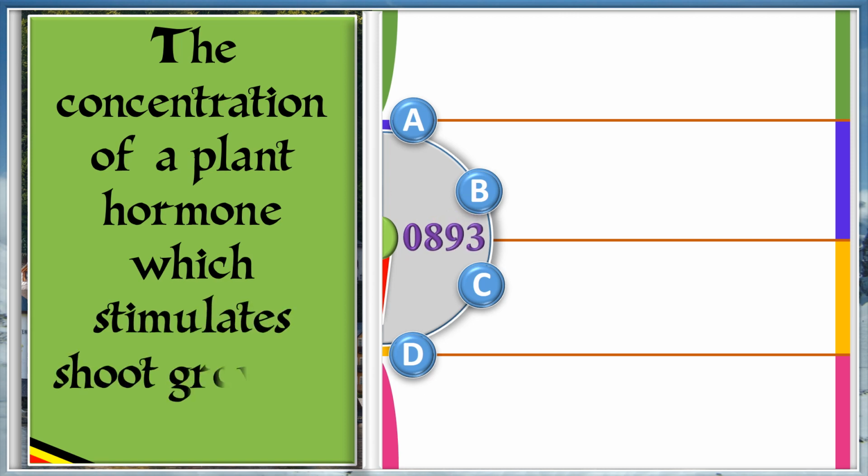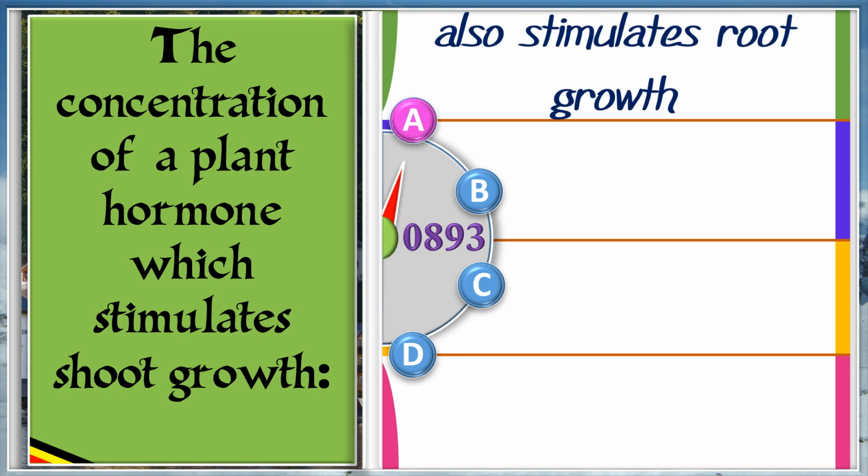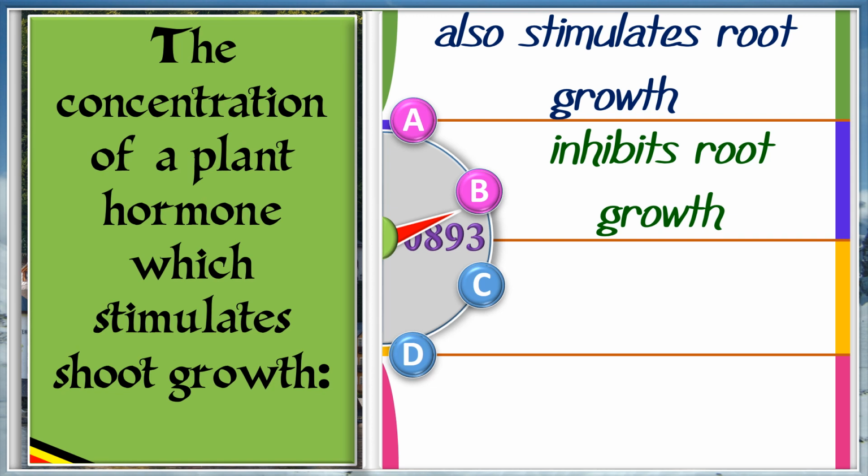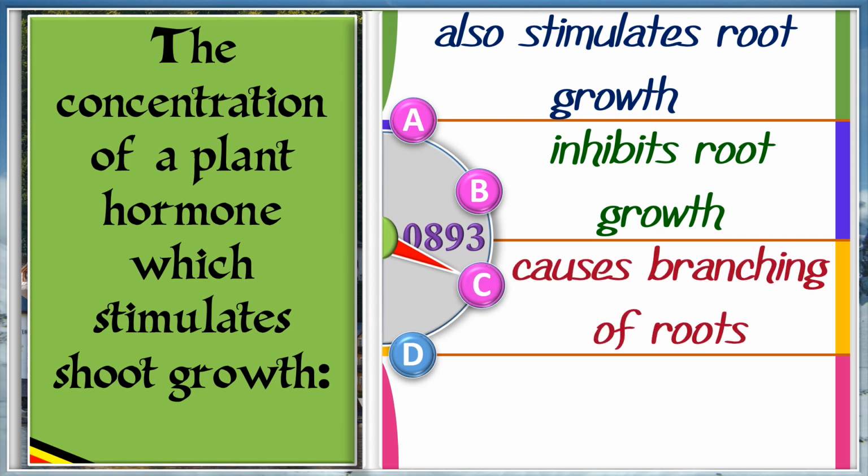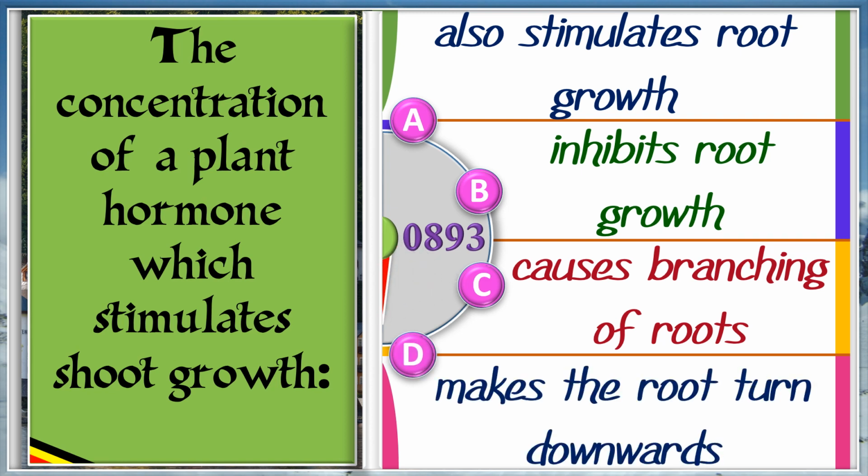The concentration of a plant hormone which stimulates shoot growth: A. Also stimulates root growth. B. Inhibits root growth. C. Causes branching of roots. D. Makes the root turn downwards. And the answer is B. Inhibits root growth.